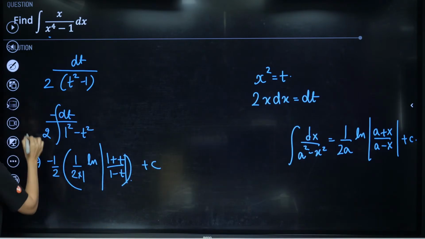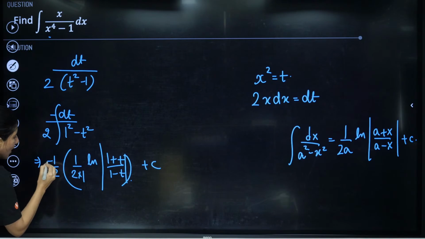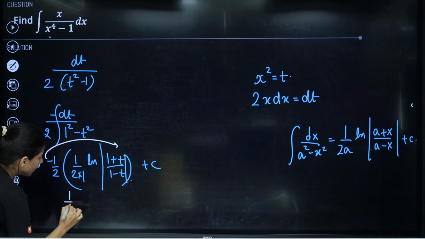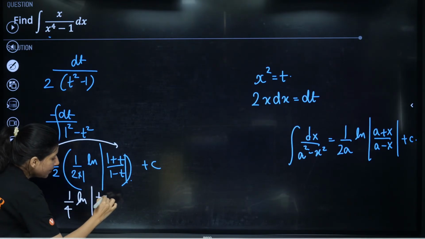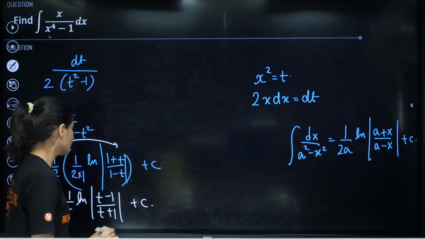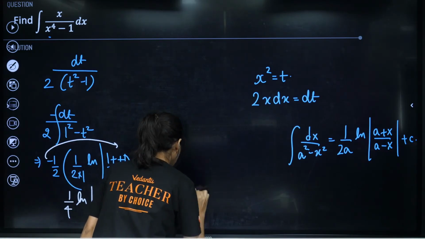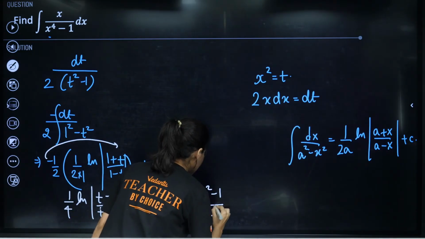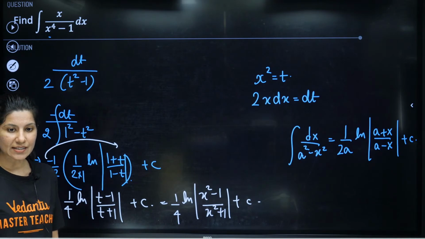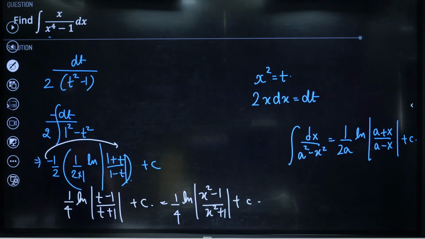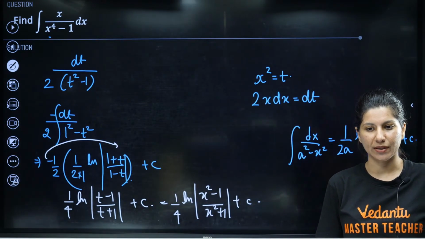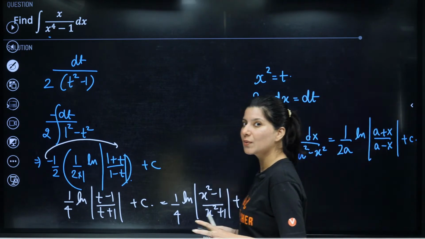This minus sign, if you have to adjust, this minus sign can go over here. It will become minus. So you just have to take reciprocal. So 1 upon 4 log of t minus 1 upon t plus 1 can also be written. And the t is x square. So this is going to be 1 by 4 log of x square minus 1 upon x square plus 1 plus constant. Okay. This is the final result. Clear? 1 upon 4 log mod of x square minus 1 upon x square plus 1. Clear? Okay. So this was the last question on substitution.